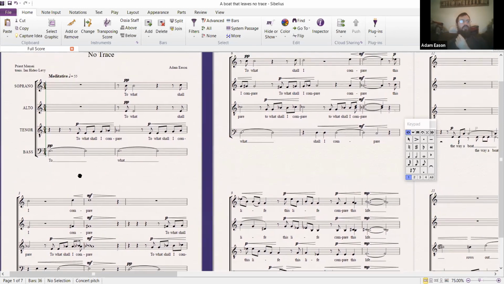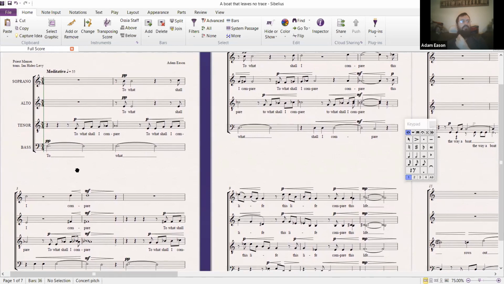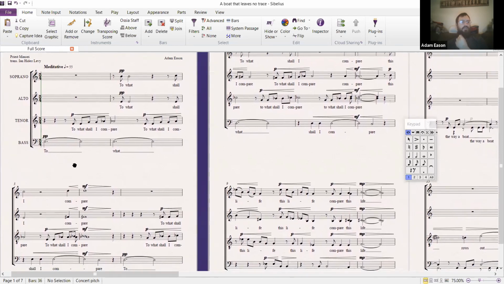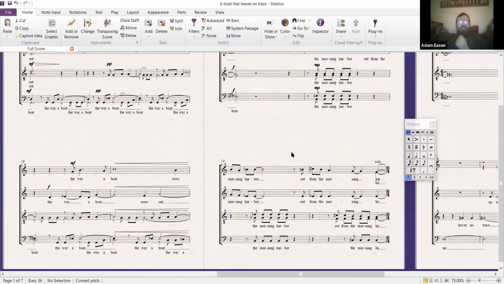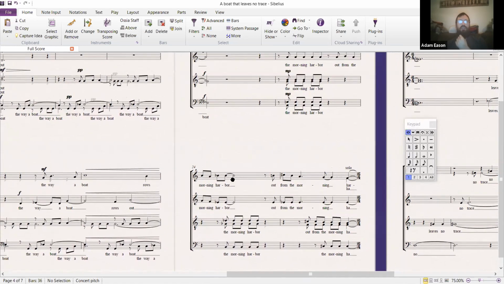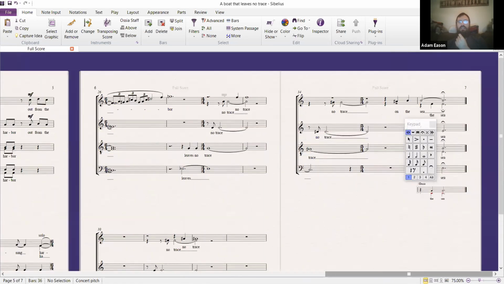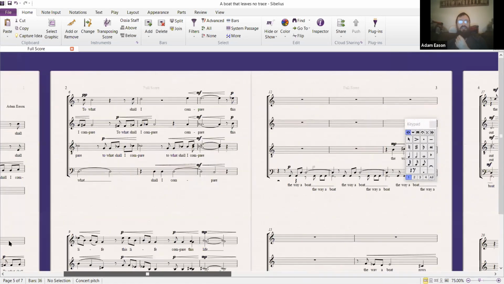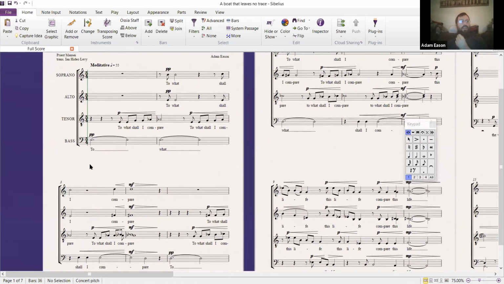So this one is based on a Basho haiku. To what shall I compare this life? The way a boat leaves morning harbor leaves no trace in the sea. So here we go. Last one for tonight.